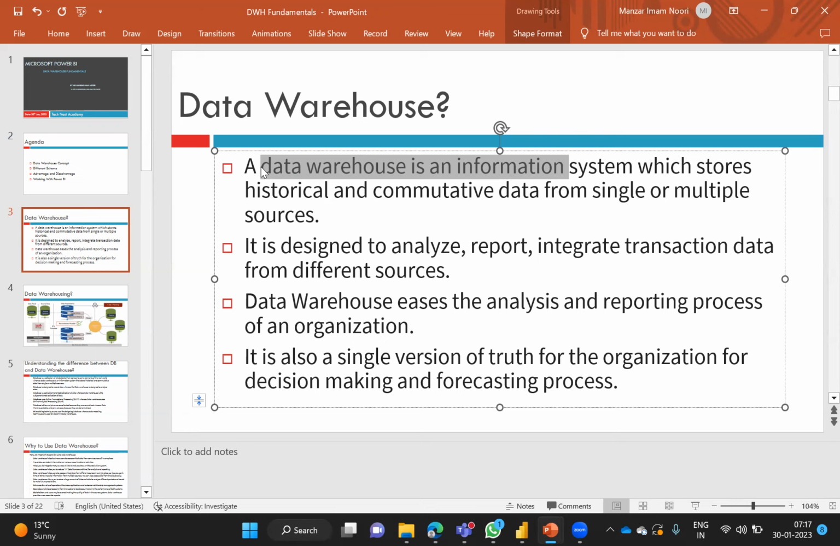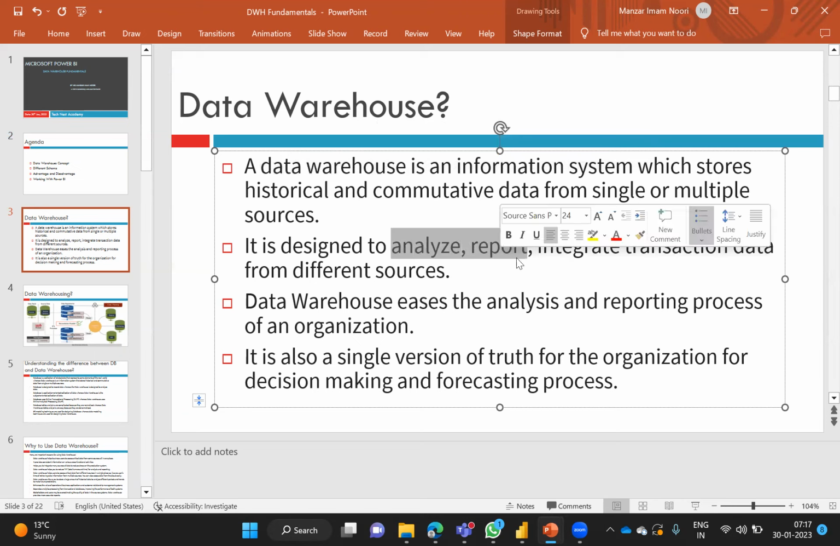And why are we parking that data in the data warehousing system? Because we want to analyze that data, create reports, or integrate the transactions data from different sources. So: analyzing, creating reports, and integrating the transactions from different sources.